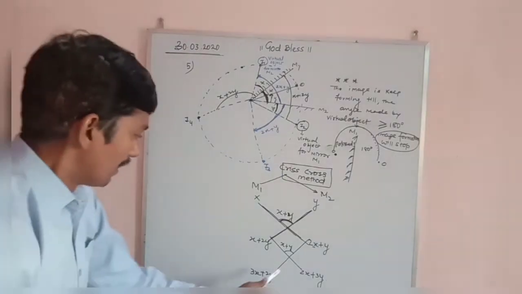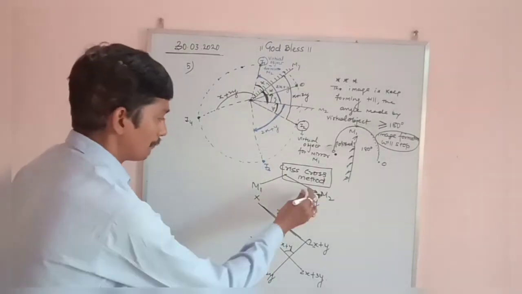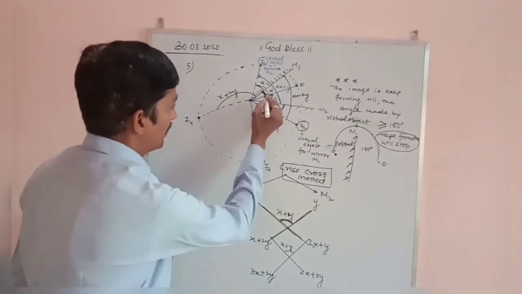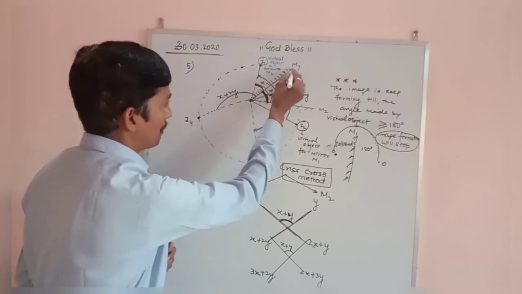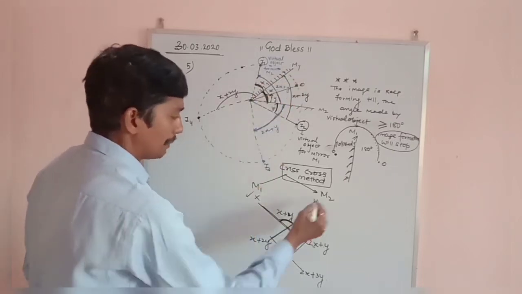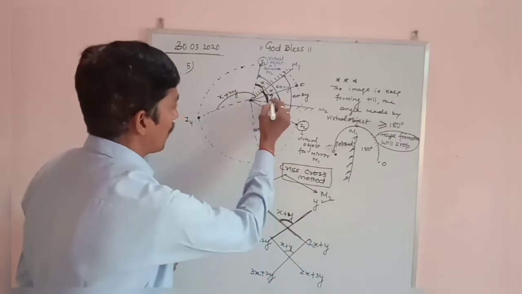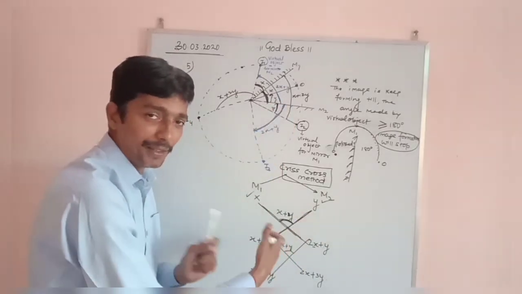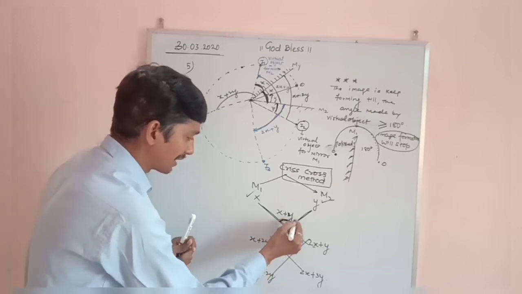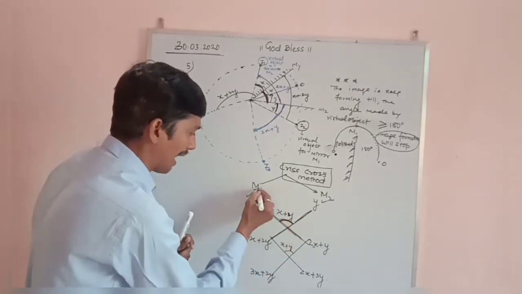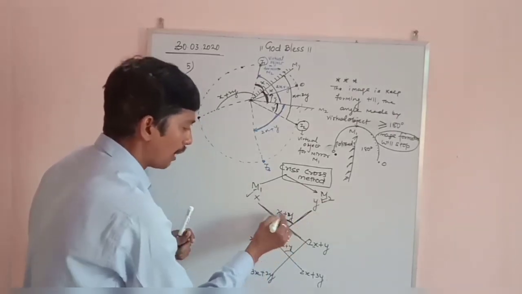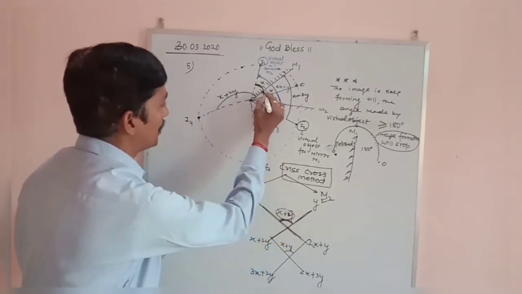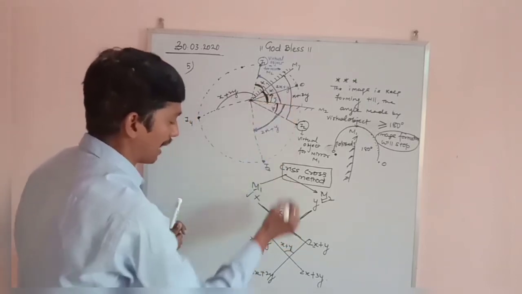So again I am explaining: first, the image is formed at what angle from mirror M1? X. Similarly, from mirror M2, what angle? Y. Now the second, to do the crisscross method, what is the meaning? This is the angle between the two mirrors M1 and M2. So how much is the angle between mirror M1 and M2? You can see in the diagram, X plus Y.